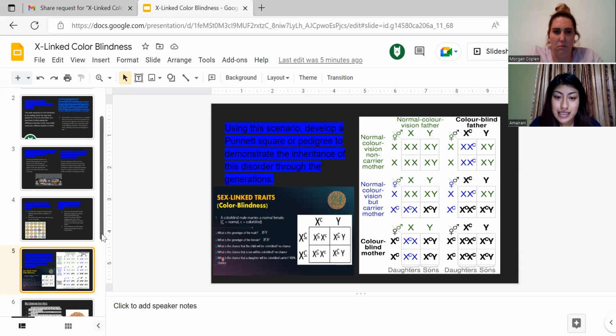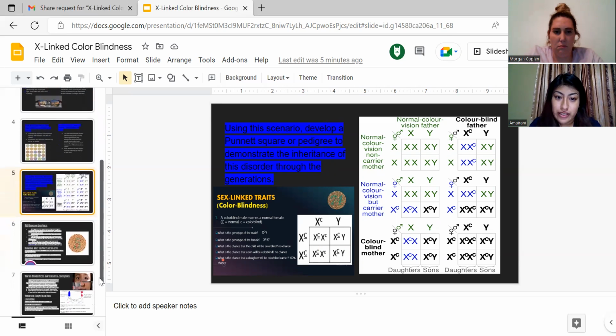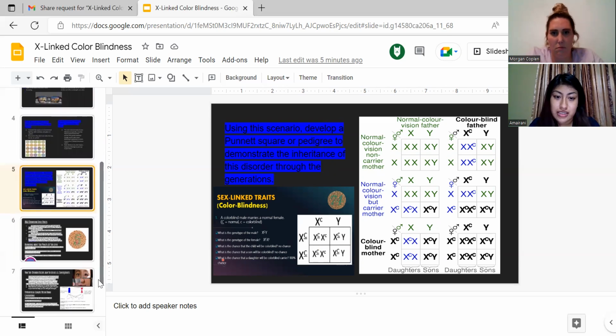And this is the pedigree Punnett square that demonstrates the inheritance of the disorder. And we have 3 generations shown on this Punnett square.